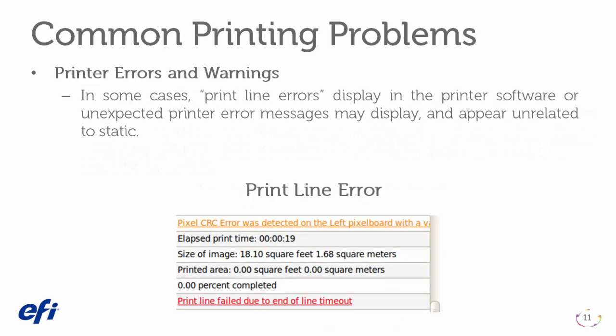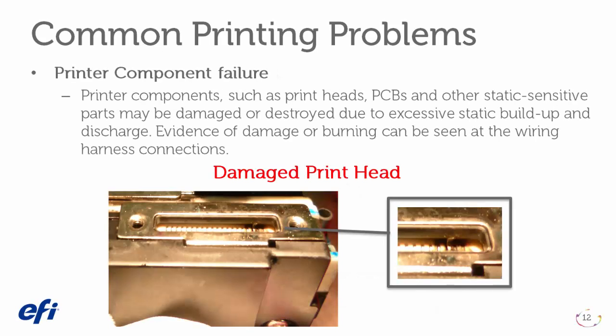Printer errors and warnings may also display. In some cases, these print line errors display in the printer software, or unexpected printer error messages may display and appear unrelated to static. Another indication of static in the environment is printer component failure. Components such as printheads, PCBs, and other static-sensitive parts may be damaged or destroyed due to excessive static buildup and discharge. Evidence of damage or burning can be seen at the wiring harness connections.